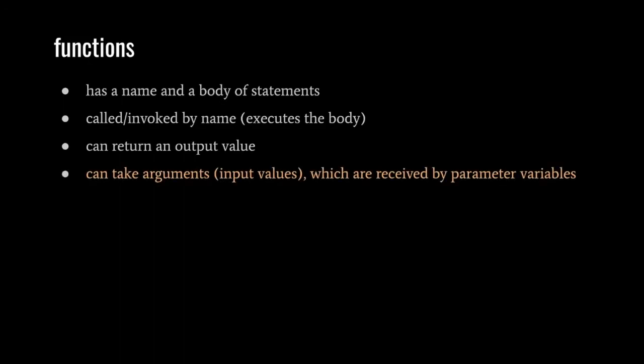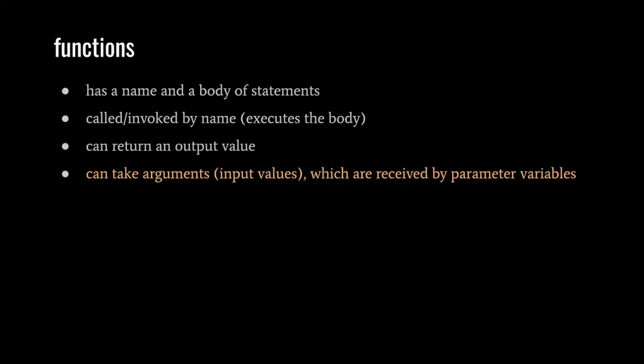Functions can not only return values, they can also take values as input, and this is achieved with what are called parameter variables. For the function, you specify if it has 0, 1, 2, 3, however many parameter variables you want, and then when you call the function, you provide an argument, a value for each parameter. So for example, if my function foo has 2 parameters a and b, that means when I call the function, I have to provide 2 arguments, 2 values, and the first argument is assigned to the first parameter a, and the second argument is assigned to the second parameter b.